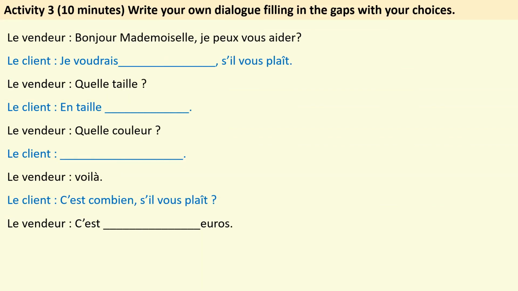Okay. Your next task is to write your own dialogue, filling in the gaps with your own choices. So you decide what you would like for number 1. Decide what the item of clothing is that you would like. You say what size you would like. You say what colour you would like. And then you say the cost of it at the end. It should just take you a few minutes. Pause to do that now. Just write the whole thing out in French. Merci.